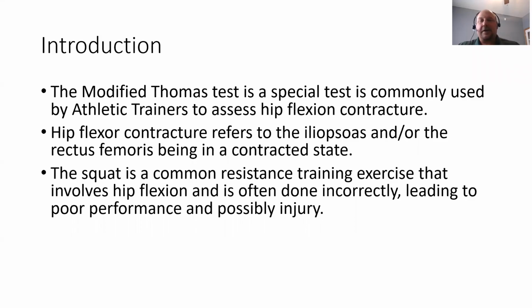So we use a modified Thomas test in this study, which is a special test that's commonly used by athletic trainers, and it's used to assess hip flexion contracture. And with hip flexion contracture, we're talking about iliopsoas and or rectus femoris as being in a contracted state. We also use a squat in this study, which is a common resistance train exercise that involves some hip flexion, but sometimes it's done incorrectly and sometimes can lead to poor performance and possible injury.